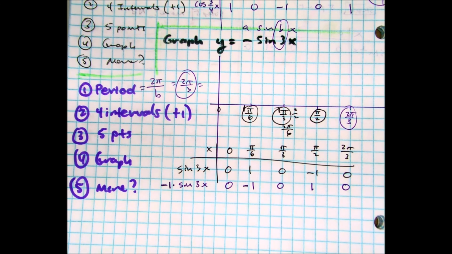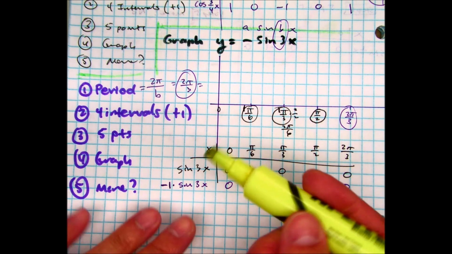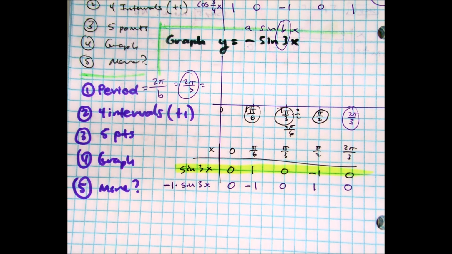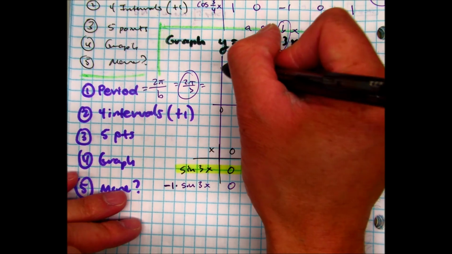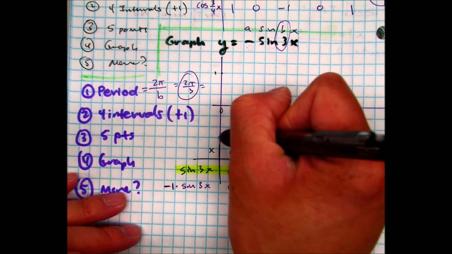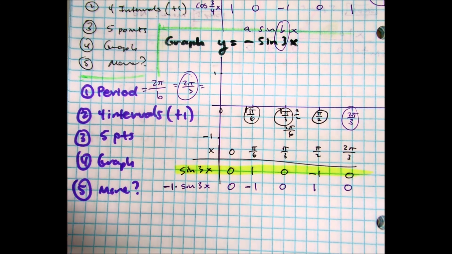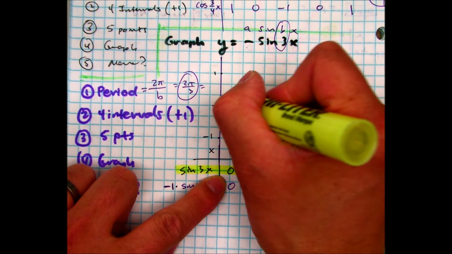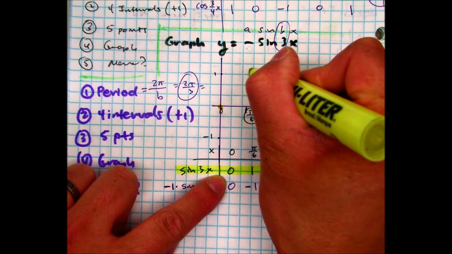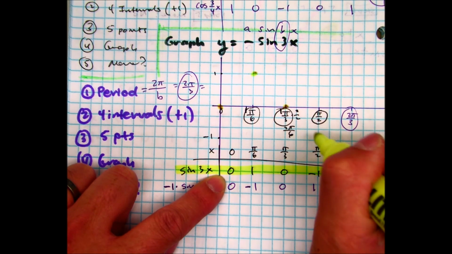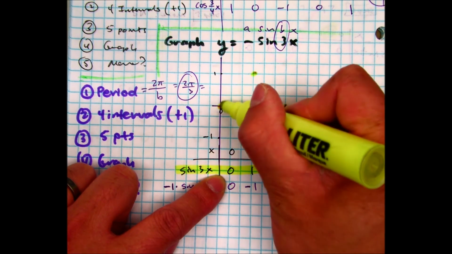Let's graph the parent function in, I'll use yellow so you can see it. And let's put 1 there, and negative 1. So 0, 1, 0, negative 1, 0. So here's our parent function.